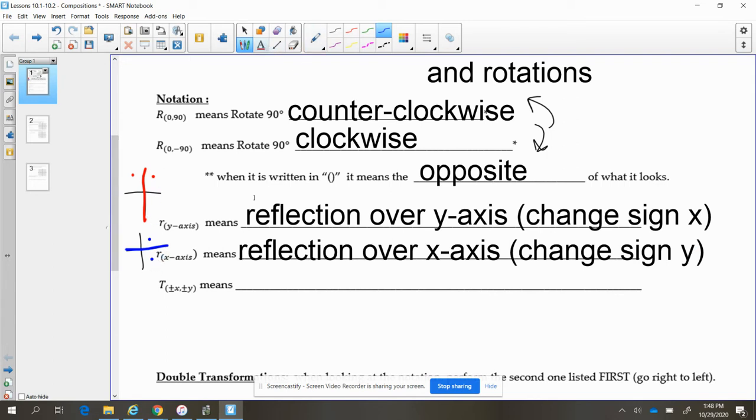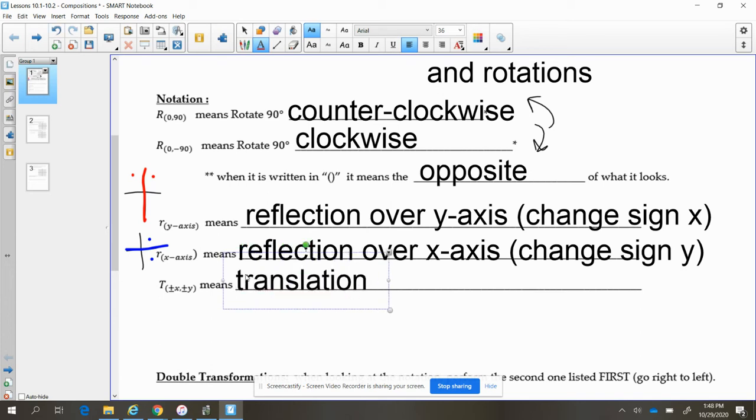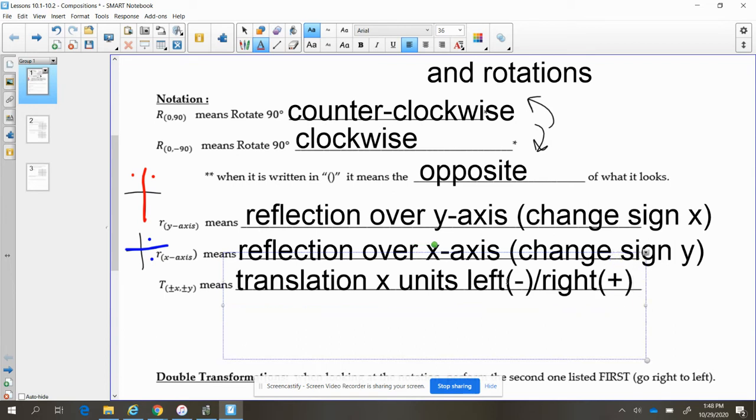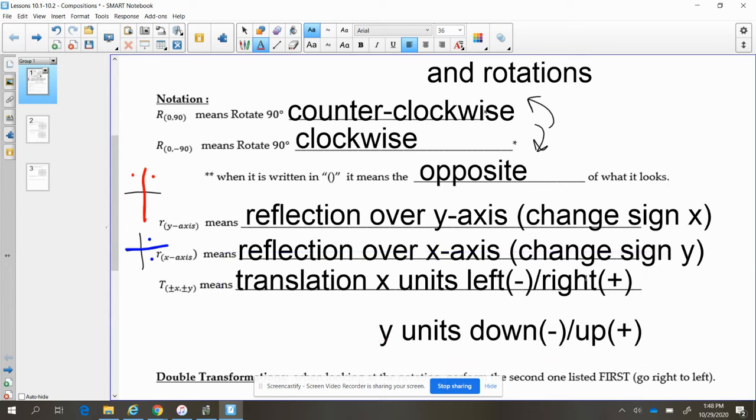Last but not least, this giant T stands for our translation. And we move x units left and right. So positive is right, negative is left, right? Negative is left, positive is right. And we also then would move our y units up or down. So down is the negative in this case, and up is the positive in this case. And that would be affected by this piece here.